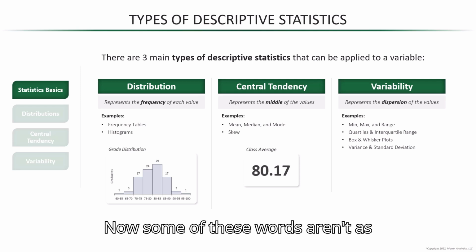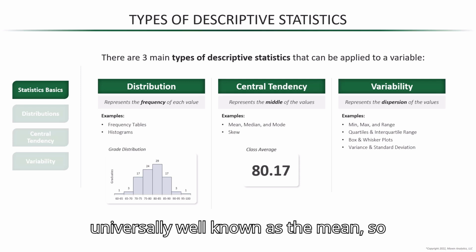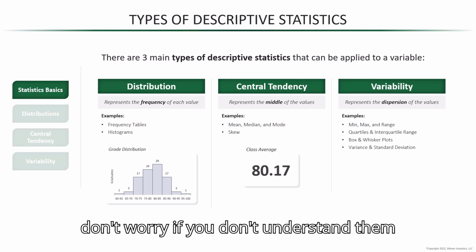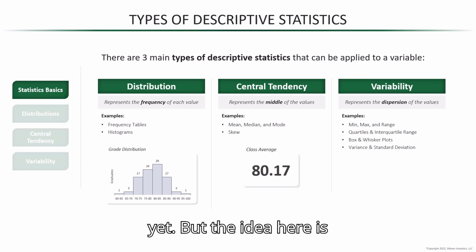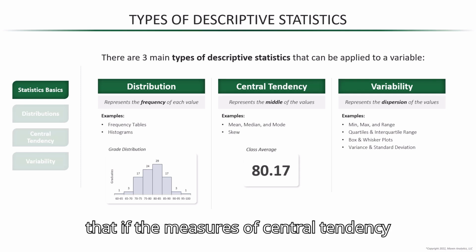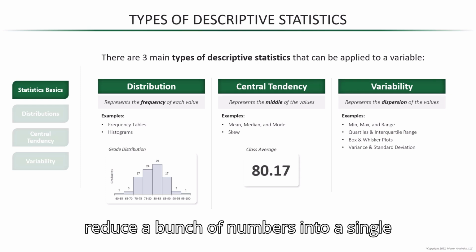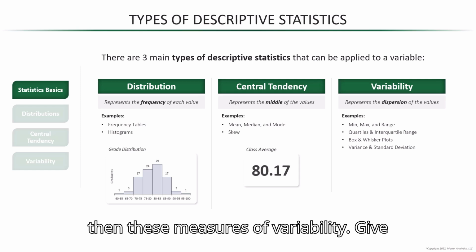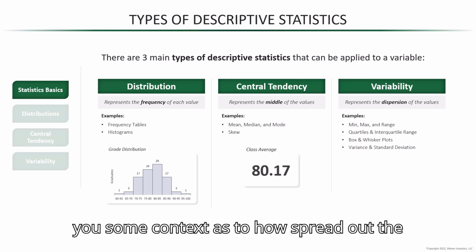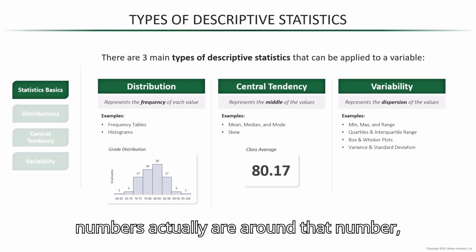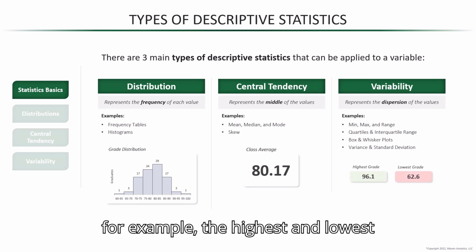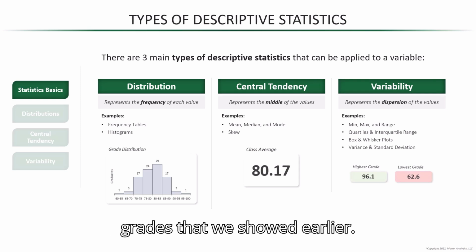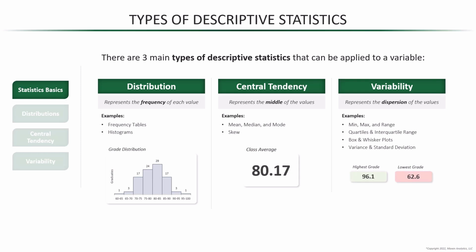Now, some of these words aren't as universally well known as the mean, so don't worry if you don't understand them yet. But the idea here is that if the measures of central tendency reduce a bunch of numbers into a single point, like 80.17, then these measures of variability give you some context as to how spread out the numbers actually are around that number. For example, the highest and lowest grades that we showed earlier.